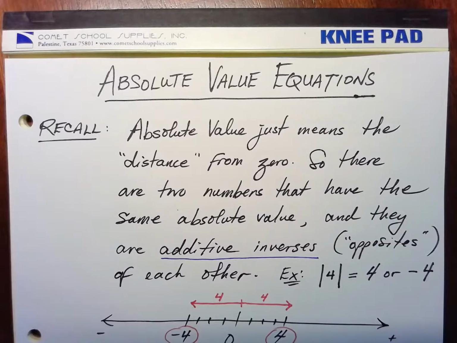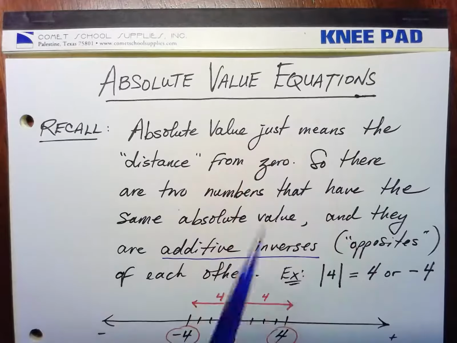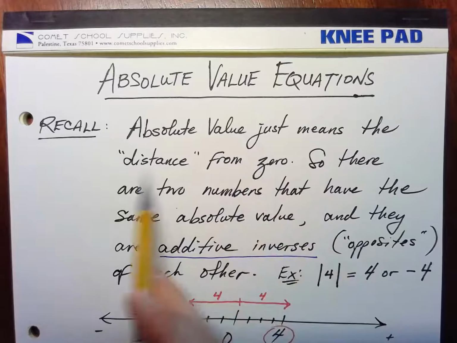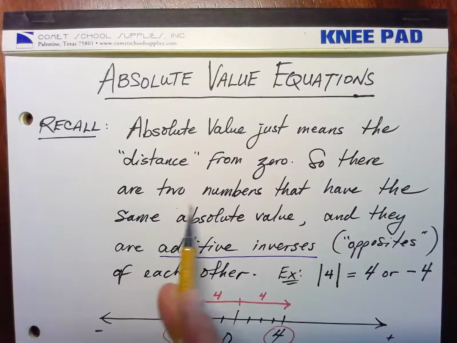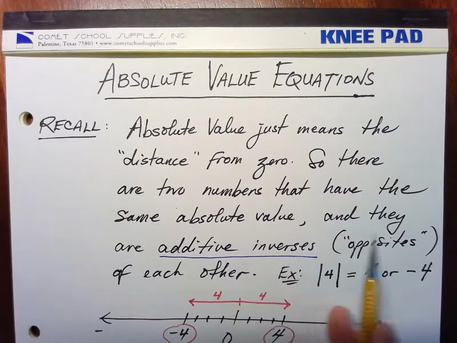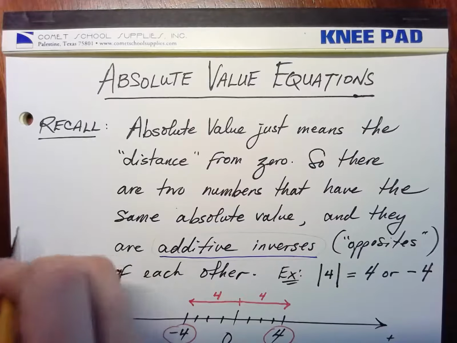Now we're actually going to put that absolute value into an equation. So let's talk about how this is going to work out. Absolute value just means the distance from 0. So there are two numbers that have the same absolute value, and they are additive inverses, or opposites of each other.